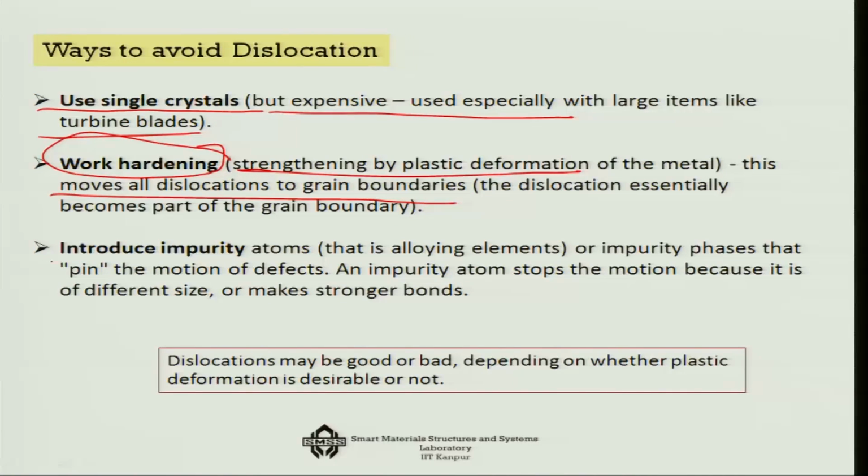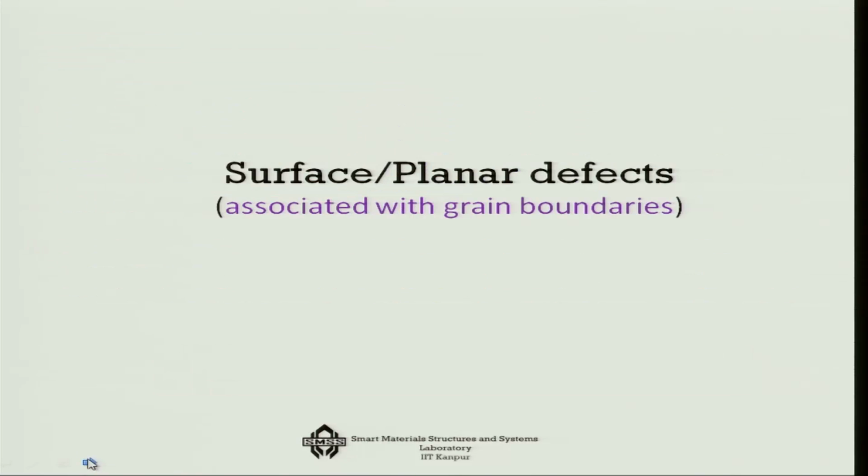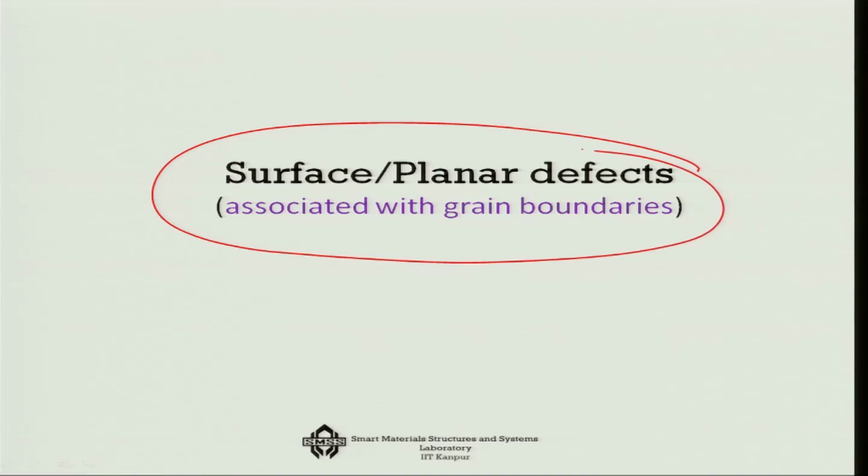The other way to actually avoid dislocation is you introduce impurity into the atom, so that it goes into that dislocation space, it fills up the space, and thus it makes the whole system stronger. So, these are various ways of controlling dislocations. Now, that is about the edge dislocations. If you expand that, what you are going to get is called surface or planar defects.